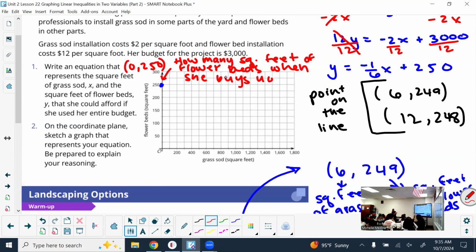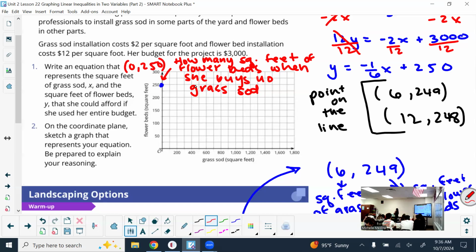You can write that wherever, maybe under the bullet point is probably better than on the graph. I'm just trying to show you. This is where the grass sod is 0. This is the most flower beds she could buy. That makes sense? Good? We've done this before, like when we talked about how many rides they can go on at the amusement park if they play 0 games. These are your intercepts that you have.